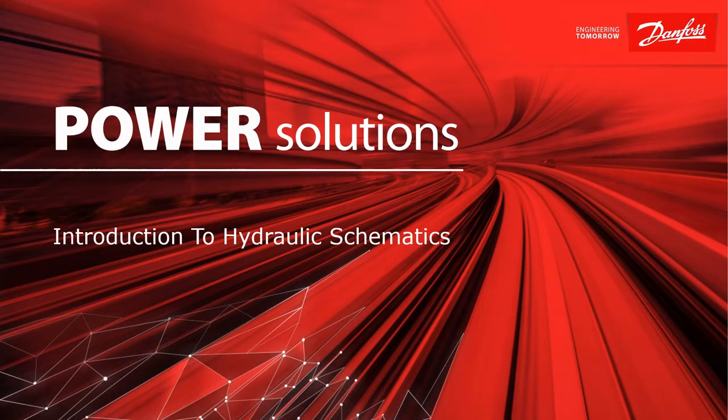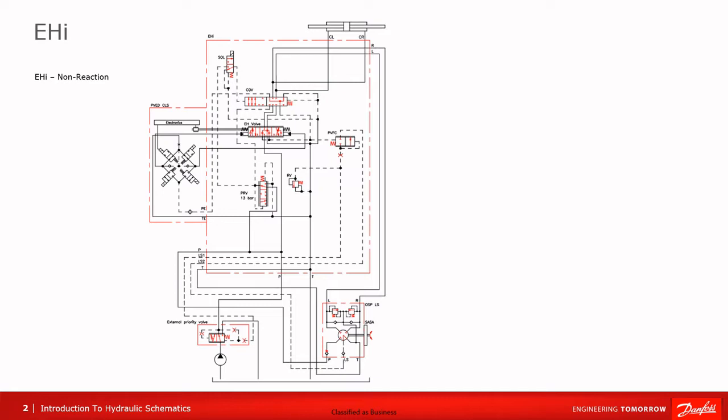Hello, in this video we will be introducing the hydraulic schematics for EHI and OSPE. In this schematic we can see five main parts: a traditional load sense dynamic non-reaction steering unit, OSPLS, a SASA sensor for electronic disengage of EH steering, the electrohydraulic valve, EHI, the actuator, PVED-CLS, and an external priority valve.